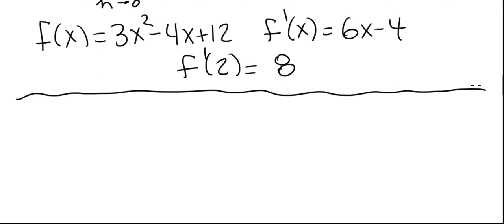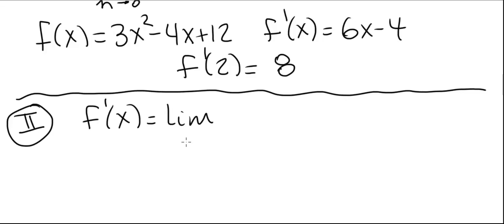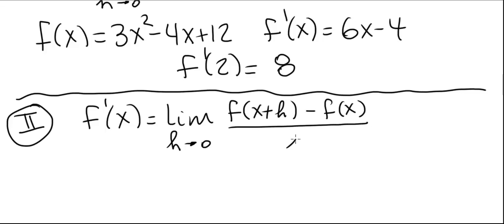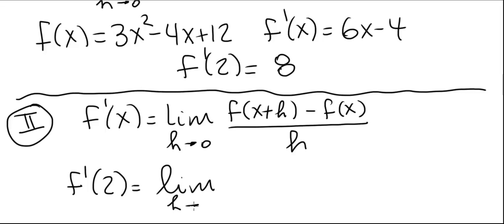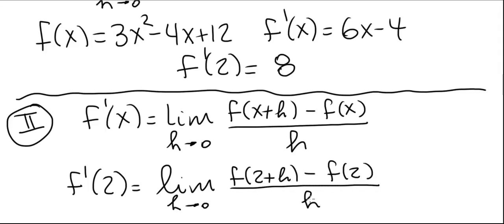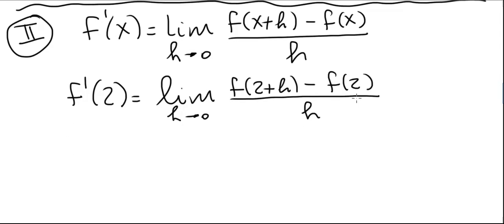Method number 2, we still use the same definition of the derivative. Remember, f prime of x is equal to the limit as h approaches 0 of f of x plus h minus f of x divided by h. But now, instead of waiting to plug in at the end, we plug in at the beginning. So f prime of 2 is equal to the limit as h approaches 0 of f of 2 plus h minus f of 2 divided by h. So now we have to evaluate this limit, and once we're done, we'll get a number, not a function, and that will be the derivative of this function at x equal to 2.